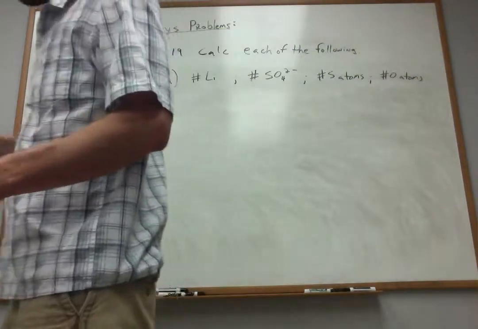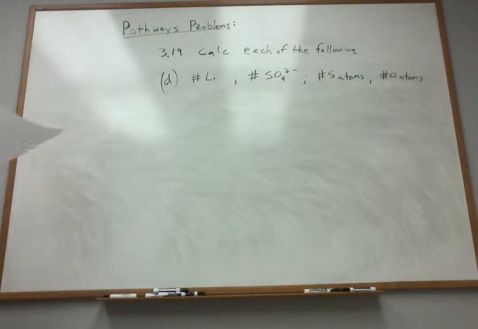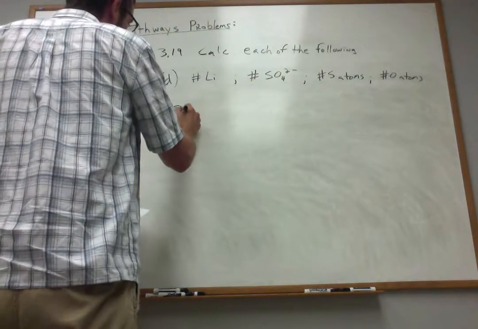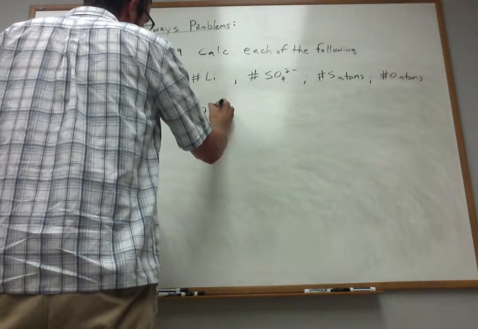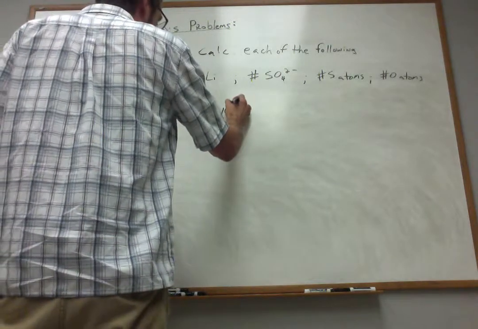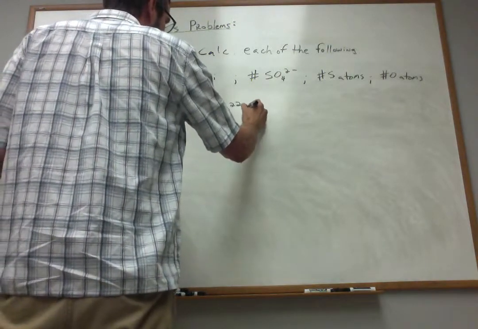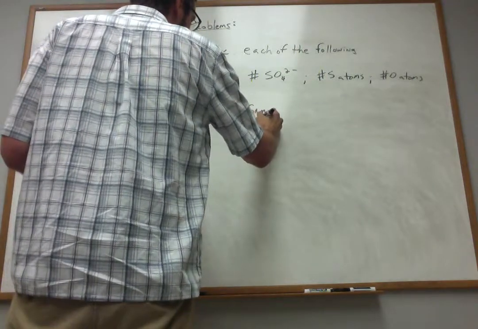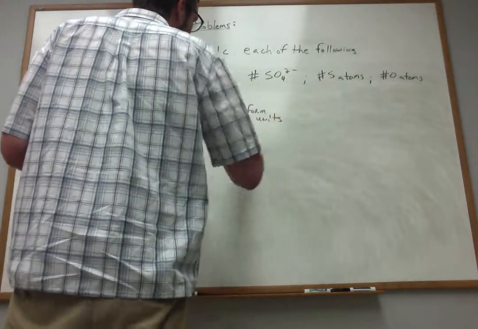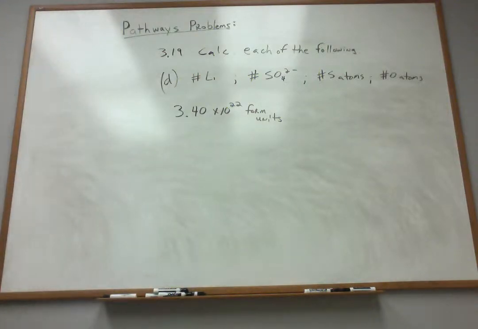In that same sample from part C that we just talked about, at the tail end, I hope that you remember we just decided we had 3.40 times 10 to the 22nd formula units, okay? That bit of information is crucial for us because we're dealing with that same sample and we're just going to basically convert to atoms of different materials here, okay? So how do we do that?